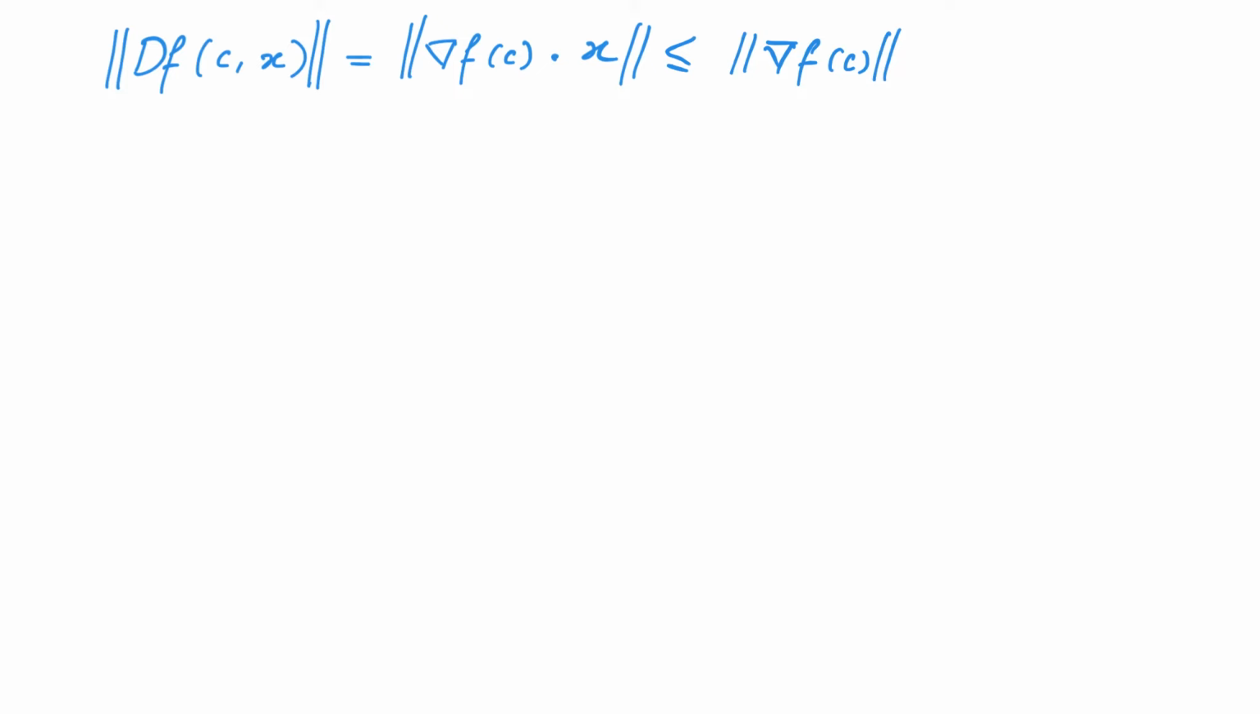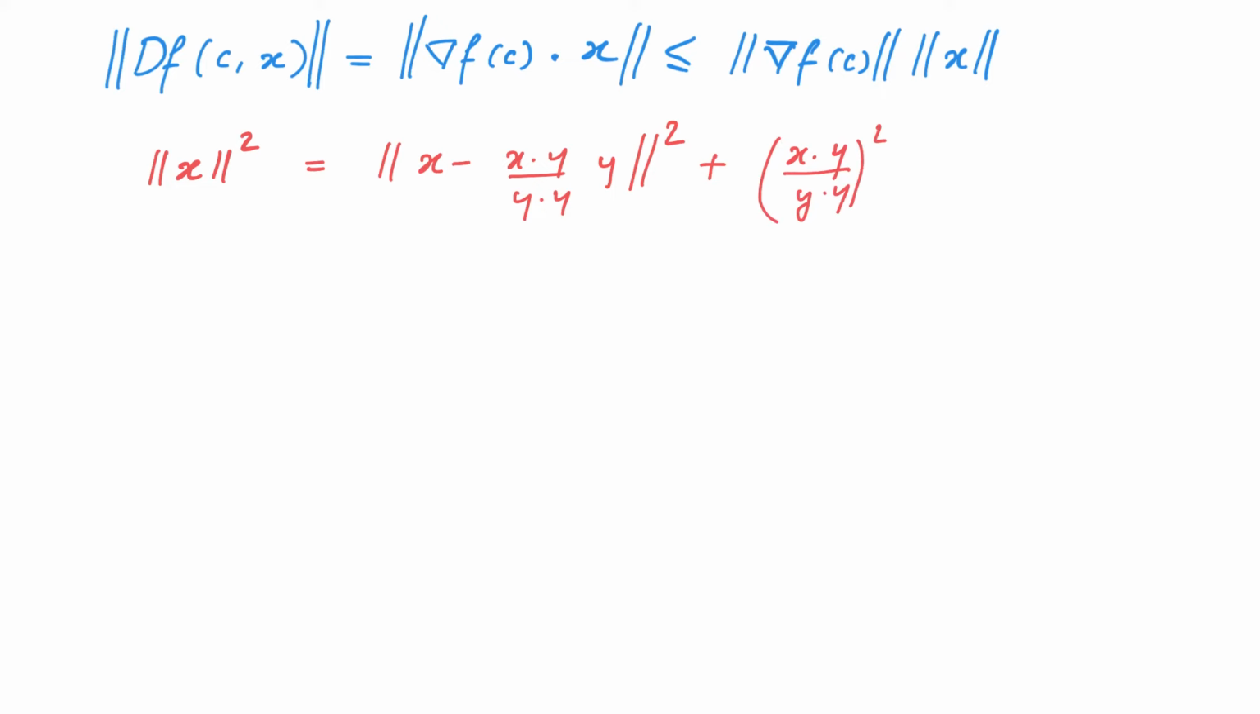Anyways, as long as f is differentiable, we can say that the directional derivative of f at the point c along the direction x is equal to the gradient of f at c dot x. Therefore, the norm of this is equal to the norm of this, which is less than or equal to the norm of gradient of f at c times the norm of x by the Cauchy-Schwarz inequality. And if you recall the proof of the Cauchy-Schwarz inequality, the basic idea was that given two vectors x and y, you can represent norm x squared as the norm of x minus (x dot y by y dot y) times y, the whole squared, plus (x dot y by y dot y) the whole squared times norm y squared.